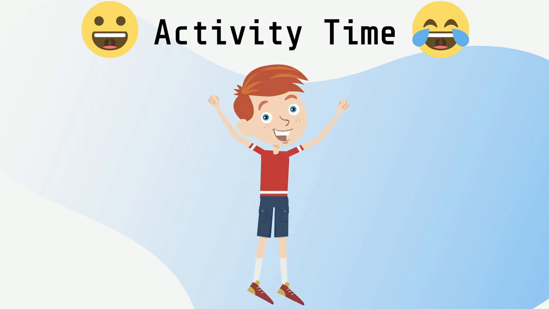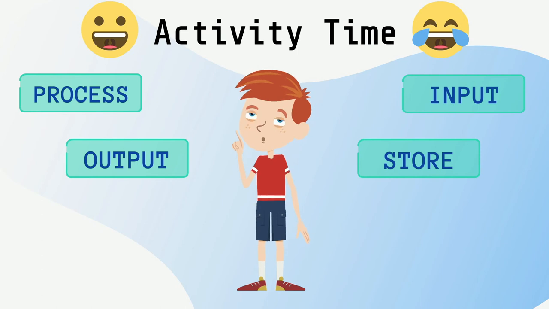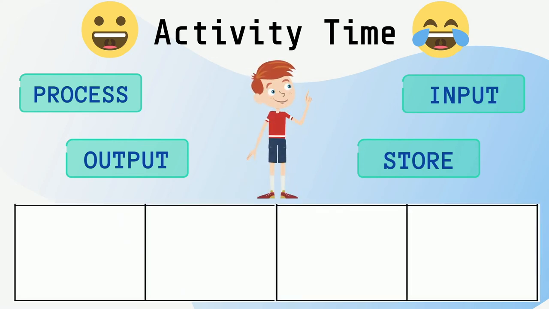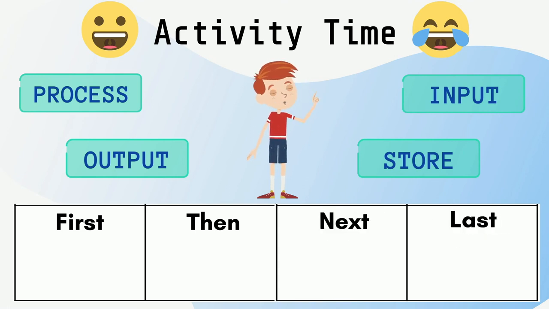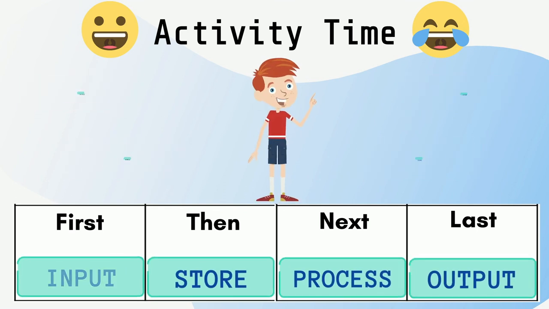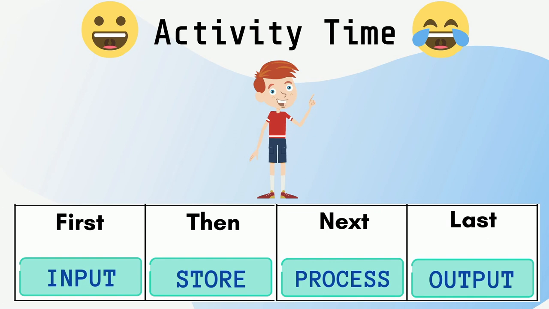Activity time! Take a look at this picture. The process for computers to remember information is all out of order. Can you put the process in the correct order using sequence words? Pause the video here to complete this activity. Here are the answers. Check your work and fix any mistakes that you may have made.